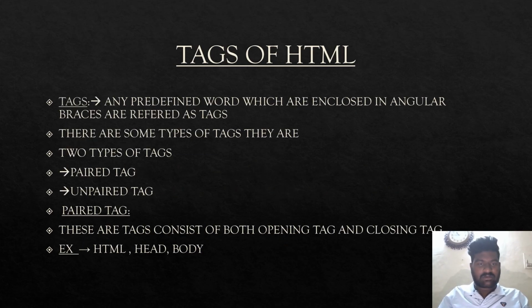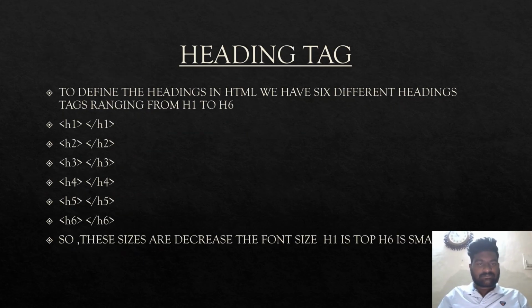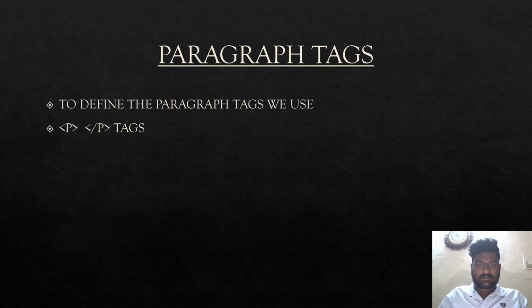Tags of HTML. Mainly HTML completely depends on tags. So without tags there is no HTML. There are paired tags and unpaired tags. Heading tags: to define headings in HTML, we have 6 different heading tags, starting from H1 to H6. H1 is the top font size and H6 is the smallest size.